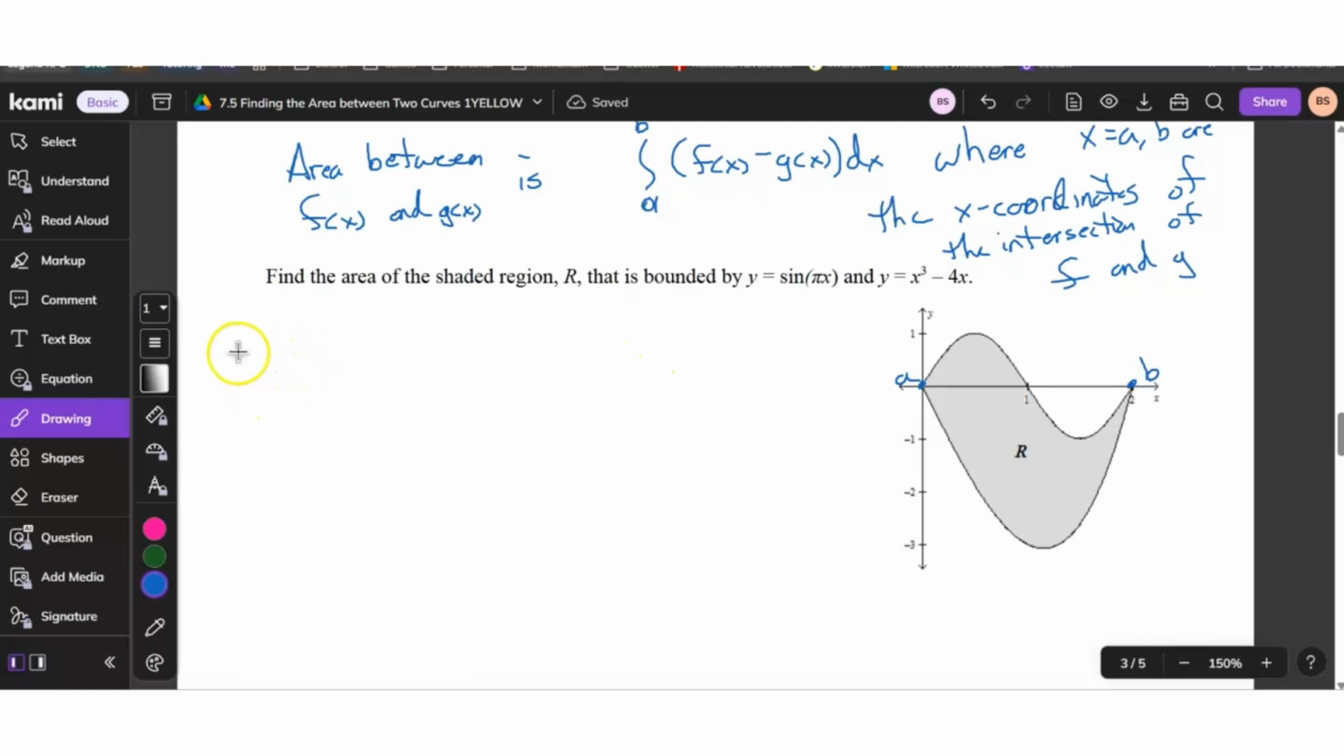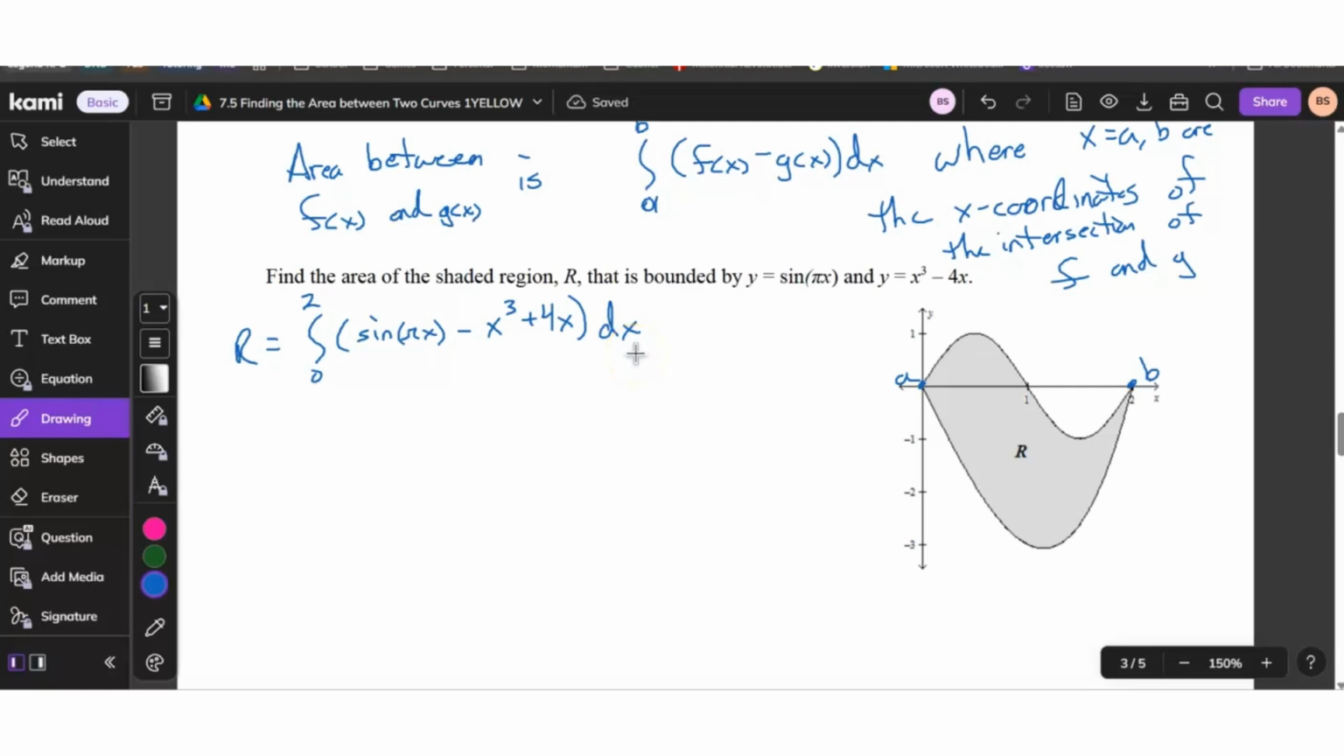Okay, so we're going to integrate. R will be the integral from 0 to 2 of the top function, which is sine in this case. So sine of pi x minus the other function. Can I distribute the negative? So it'd be negative x cubed plus 4x. I'm just distributing that subtraction. And then it would be, of course, dx.